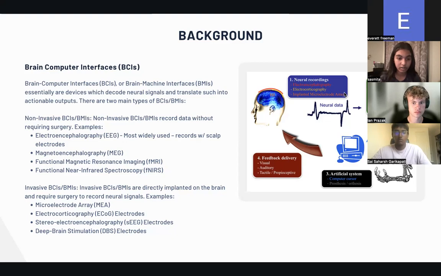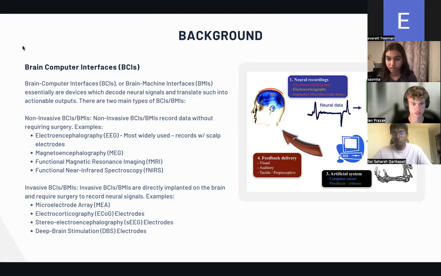Invasive BCIs are directly implanted on the brain and require surgery to record neural signals. Some examples include microelectrode array, or an MEA, electrocorticography, ECoG electrodes, stereoelectroencephalography, SEEG electrodes, and deep brain stimulation, DBS electrodes.